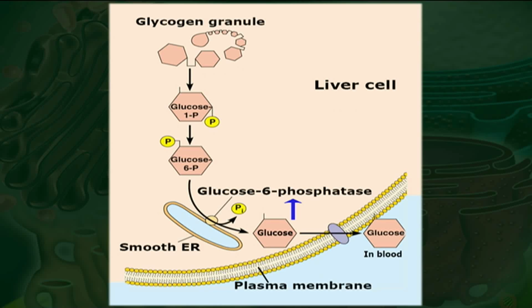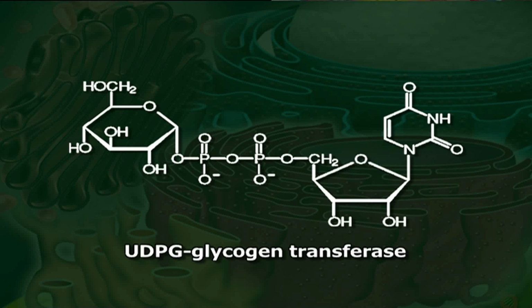The function of the glucose 6-phosphatase in the SER membrane is to catalyze the removal of the phosphate group and transfer the glucose formed into the space within the SER. From there, the glucose enters into the bloodstream from where it can be transported to needy cells. Once within the cells, the sugar can be rephosphorylated and metabolized. The enzyme UDPG glycogen transferase is directly involved in the synthesis of glycogen by addition of uridine diphosphate glucose, that is UDPG, to primary glycogen.